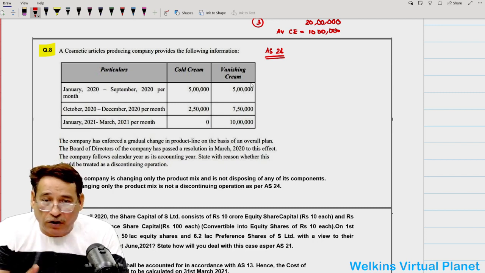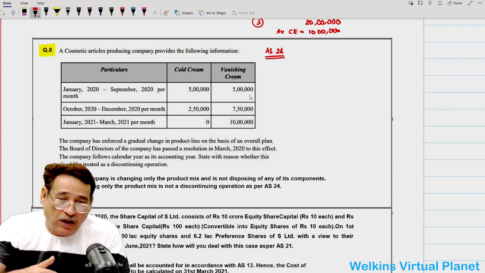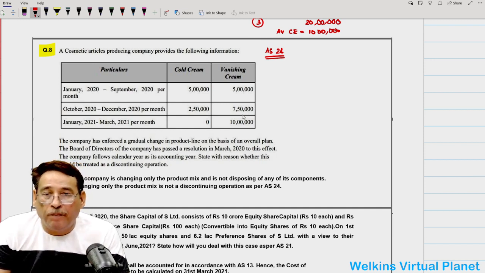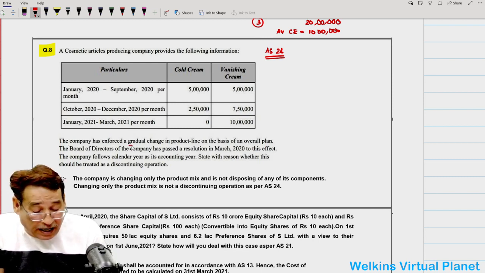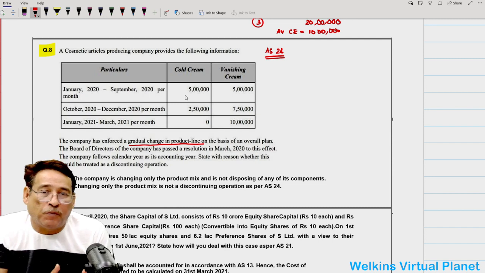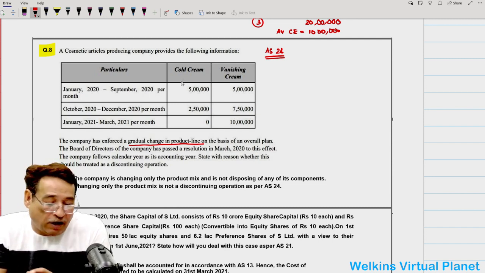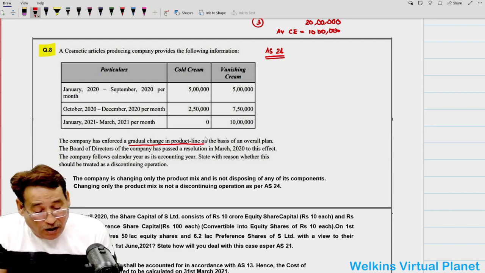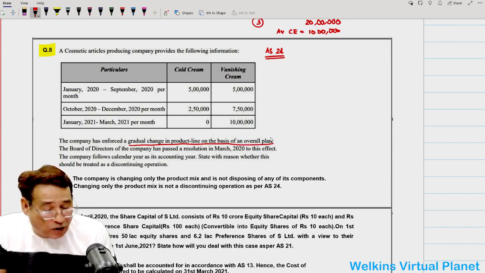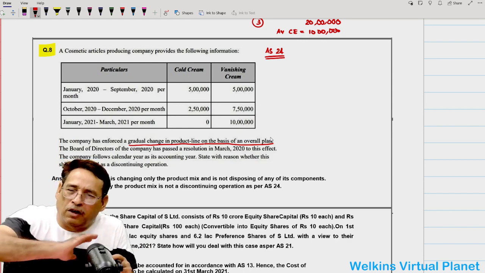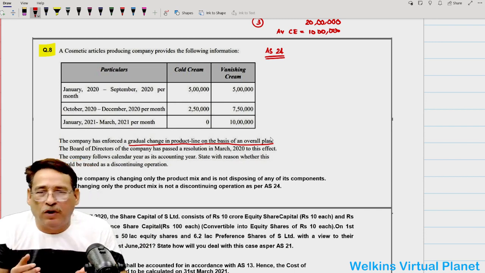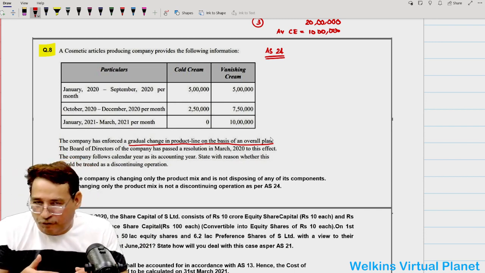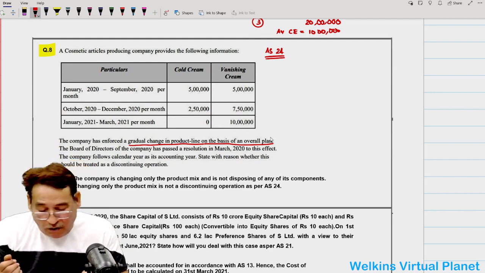On the contrary, if you note towards your right hand side, you'll find that production of vanishing cream has gone up, and slowly and steadily it is moving up. Here also it is given that the company has enforced a gradual change in the product line. Gradual change in the product line means slowly and steadily the company is shifting from cold cream to vanishing cream, but under an overall plan. That means it's a long-term plan. The company must have done proper assessment, and feels that by producing vanishing cream in greater quantity, perhaps in the long run we may have a better future.